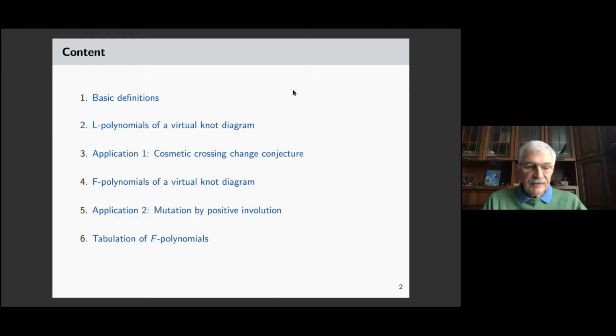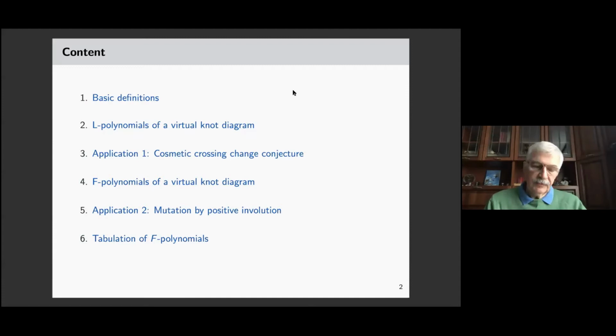After that, I will modify these L polynomials a little bit to obtain another family, called F polynomials. I will also discuss some applications of these polynomials to demonstrate that they can distinguish knots which are the result of mutation, a positive involution. And finally, I present the tabulation of these F polynomials, just so you see how they look and how good they are at distinguishing different virtual knots.